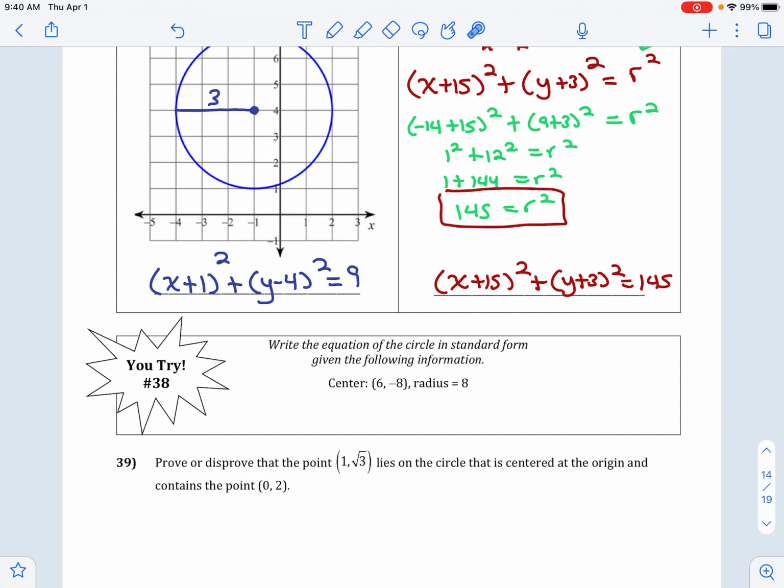Okay, so we'll give you a chance to try number 38. So go ahead and pause the video, try number 38, write the equation of the circle in standard form.